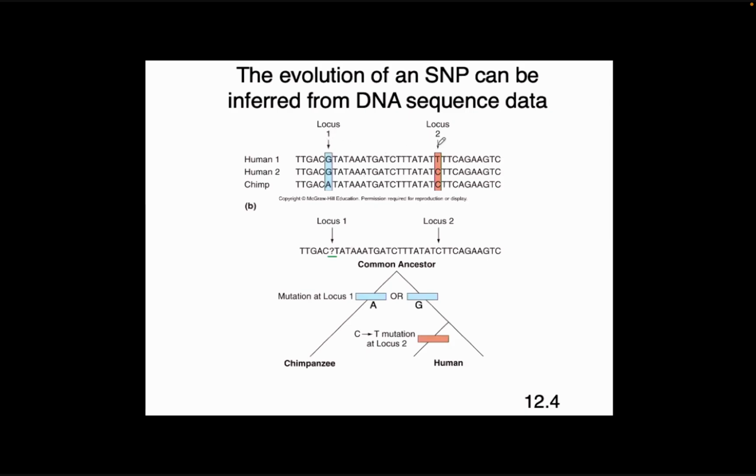As an example, if we're looking at a particular polymerase, we compare that to other primates, and we could infer when that particular variation arose. In this example here, we have two loci. When you compare the two humans to each other, they look different. We compare that to chimpanzees. So the conclusion is that that A or G is something that arose in the differentiation between humans and chimps.